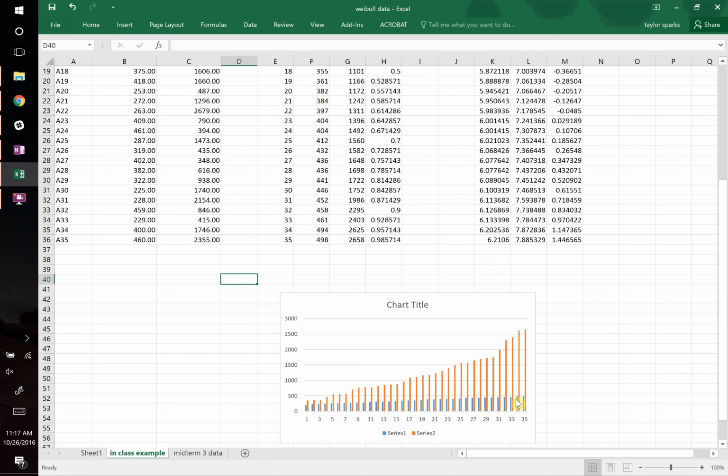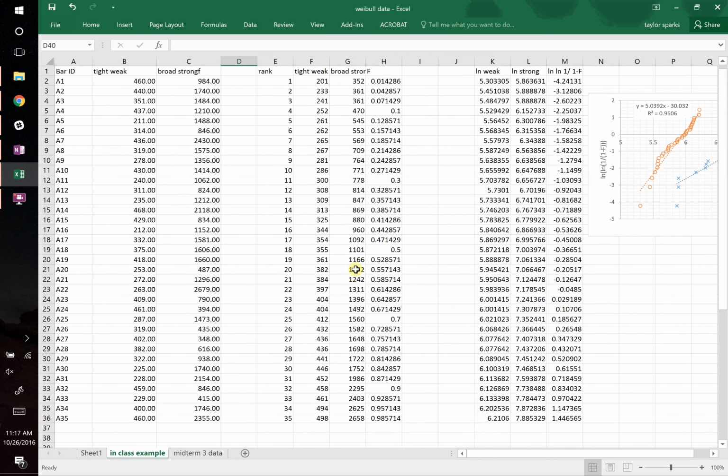It is much tighter, but it's lower. The orange is much broader, and it's higher on average, okay? So for both of these data sets, now that they're ranked, we can calculate F for them. F is our failure probability. So again, if you look up here in the formula box, we have our rank of failure, E2, minus 1/2, divided by 35, since we have 35 samples.